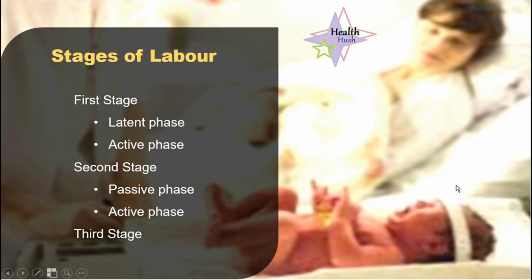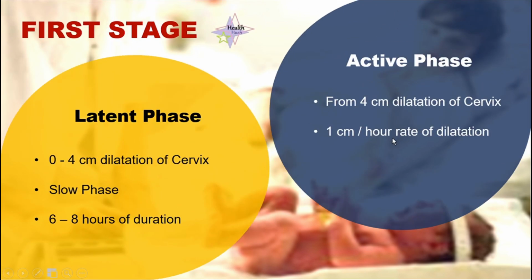So let's move on to the stages of labor. As I said in my very first slide, labor involves three stages: first, second, and third. The first stage has a latent phase and an active phase, and the second stage involves a passive and an active phase. Let's see what the first stage looks like.